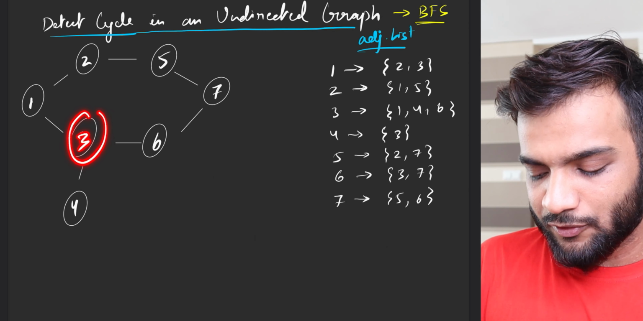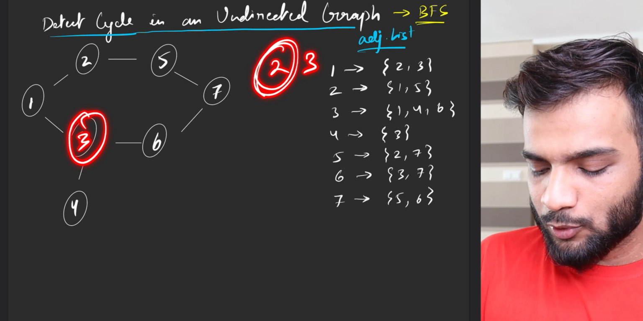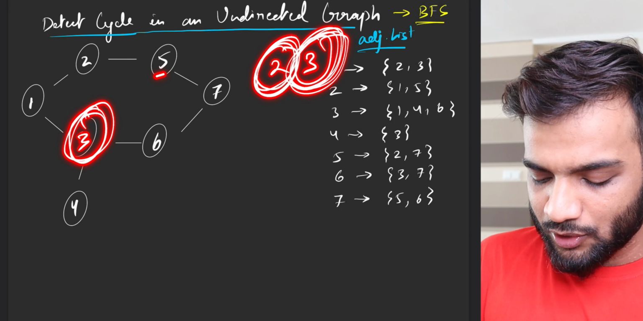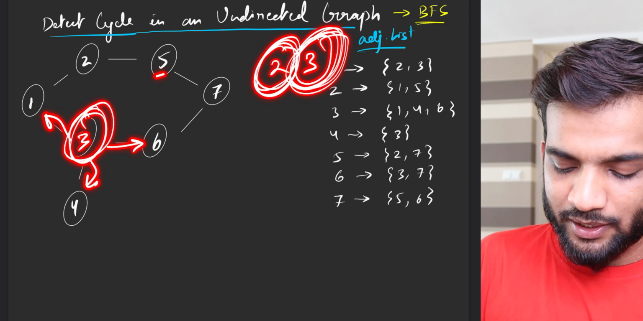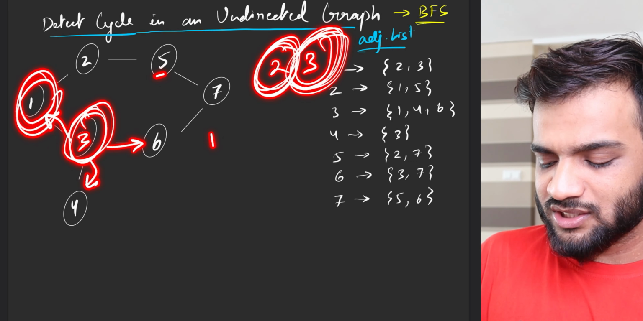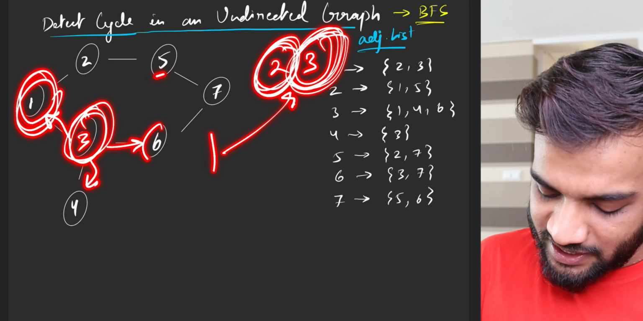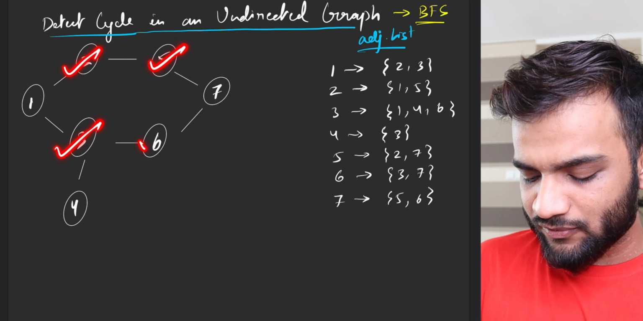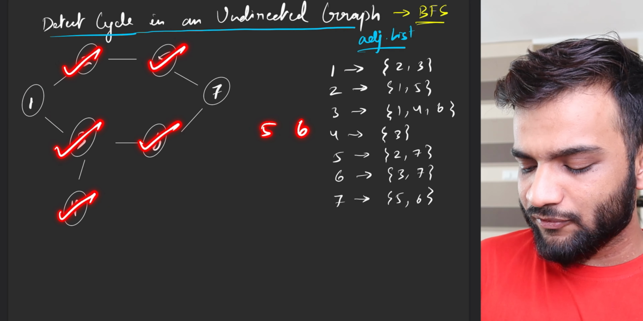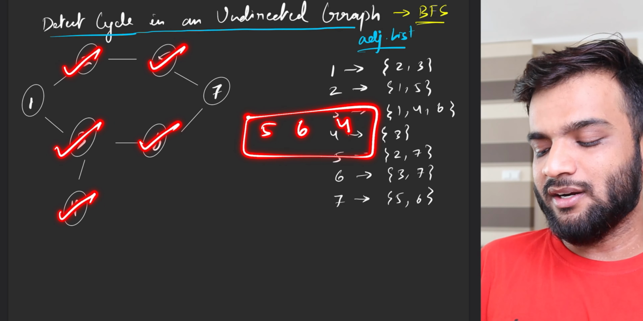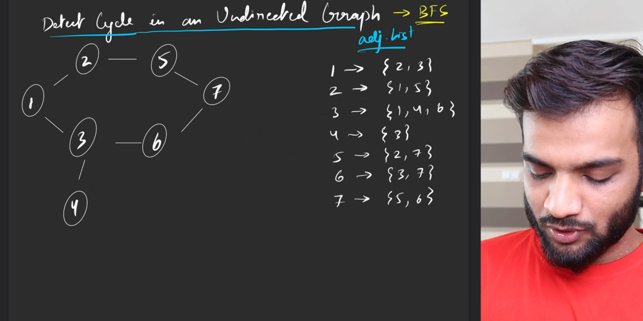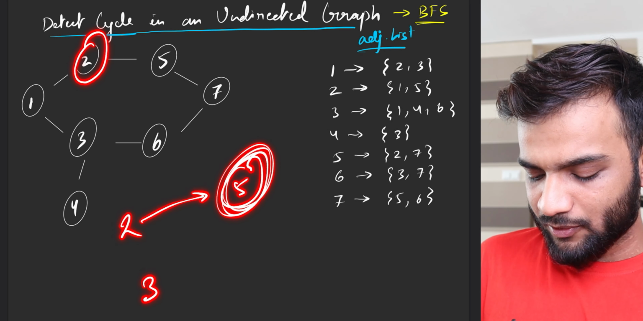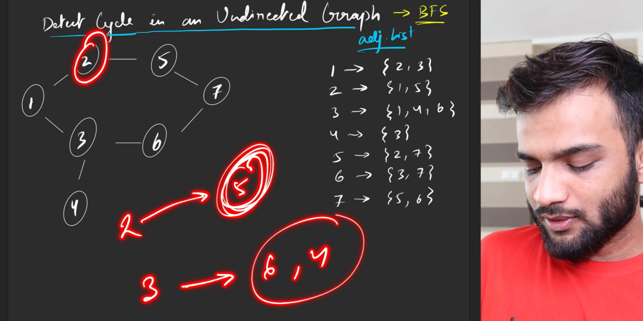Now there is also 3. If you remember, we had 2 and 3. From 2 we went to 5. But now where will you go from 3? From 3 you can go to 6, you can go to 4, you can go to 1. But why will you go to 1? You just came from 1. So you'll go to 6 and you'll go to 4. So 2 and 3 went to 5, 6 and 4. Remember, from 2 you went to 5, and from 3 you went to 6 and 4.